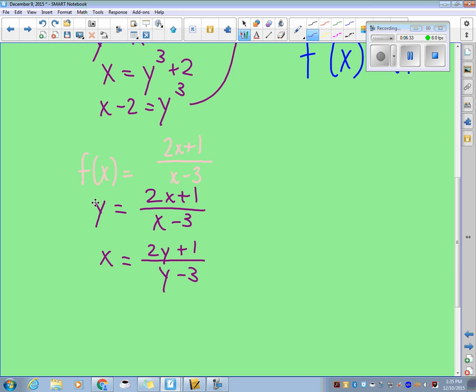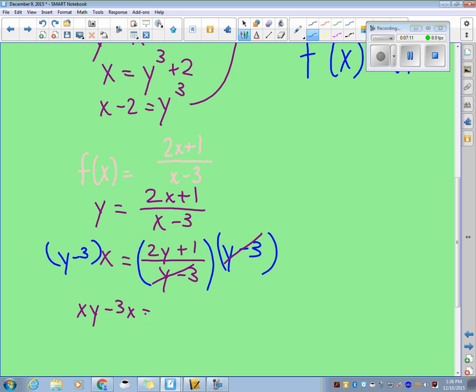Okay? So the first thing you need to do in this problem is clear the fraction. I don't want a fraction because I can't simplify. So I'm going to multiply both sides of my equation by y minus 3. When I multiply both sides of my equation by y minus 3, these two pieces cancel. This cancels with this. Okay? So on this side, I'm going to have xy minus 3x equals the top now, 2y plus 1.